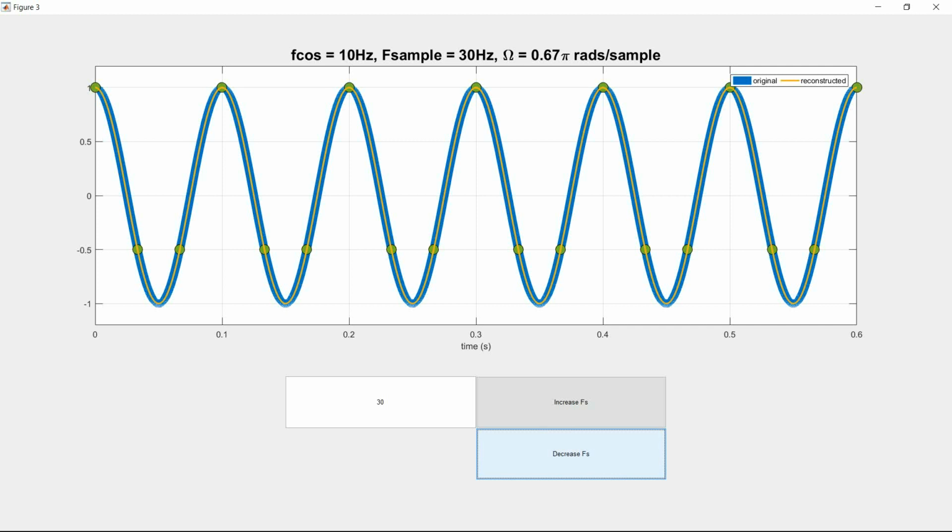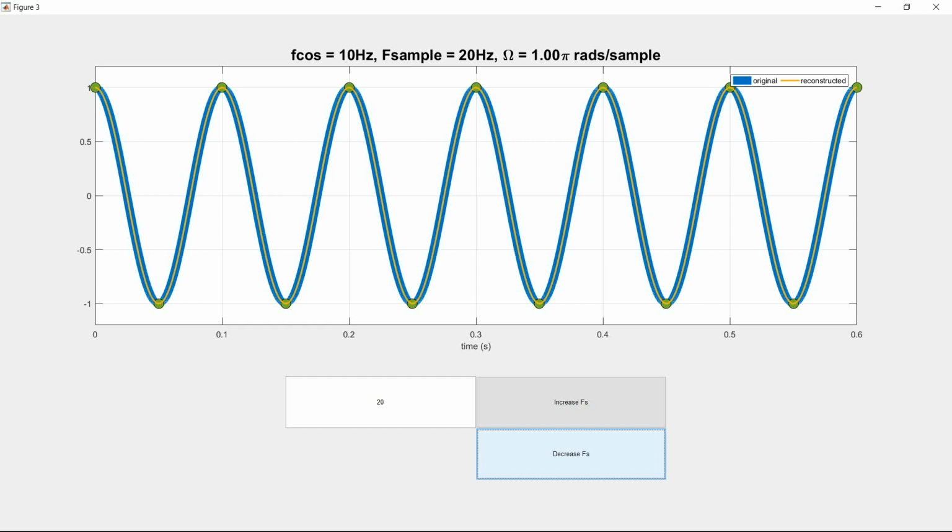Now I'm sampling at 30 Hertz. That implies 3 samples per period. So I've gone from 5 all the way down to 3 samples per period, but mathematically, that appears to still be enough to rebuild my signal. The discrete time frequency has now gone up to 2 pi over 3, 2/3 pi. So that's good. Let's keep decreasing the sampling frequency.